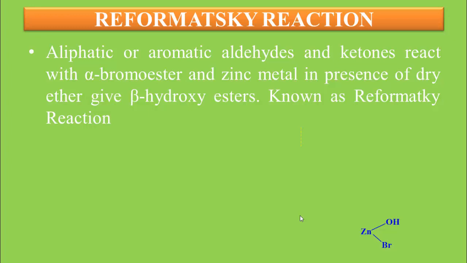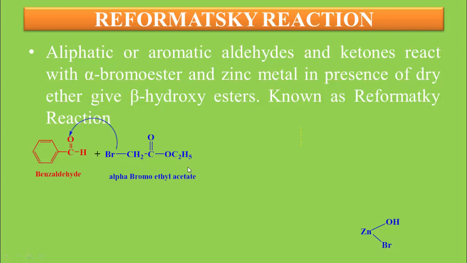Then the next reaction is the Reformatsky reaction. In this reaction, aliphatic or aromatic aldehydes and ketones react with an alpha bromo ester and zinc metal in the presence of dry ether to give a beta hydroxy ester. This reaction is known as the Reformatsky reaction. For example, this is benzaldehyde. It is heated with alpha bromo ethyl acetate. Why is it known as alpha bromo ethyl acetate? This carbon is the alpha carbon atom, and to this alpha carbon atom a bromine atom is attached. Therefore, this molecule is known as alpha bromo ethyl acetate.